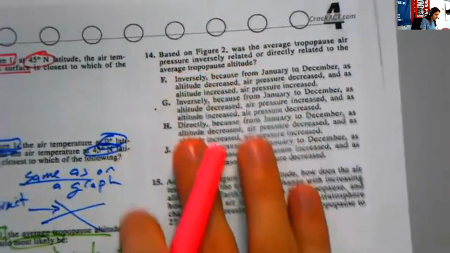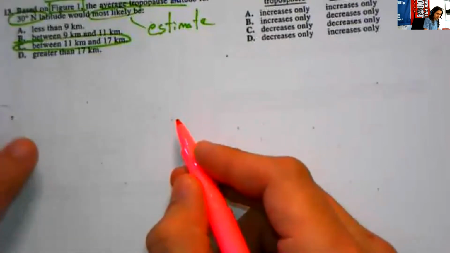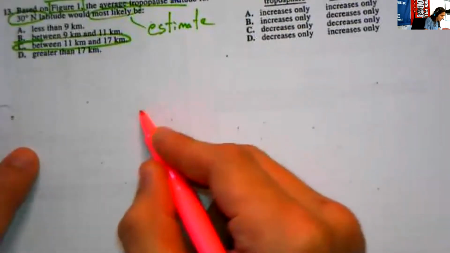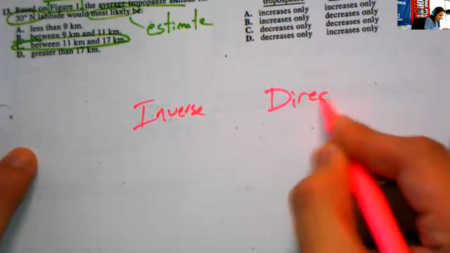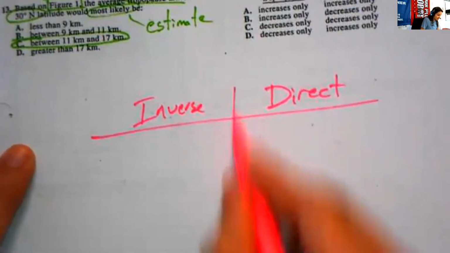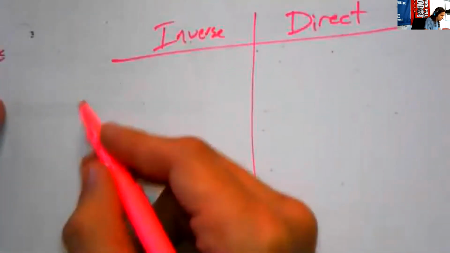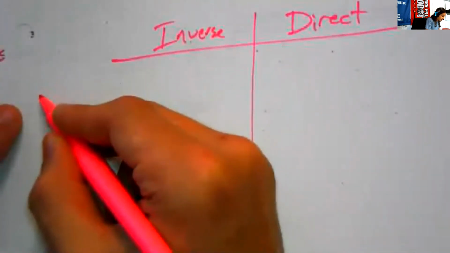Next three a little more difficult, and I'm going to take a moment to talk about inverse and direct. So let's make a little, everybody needs to make a little table down at the bottom for inverse and direct. I don't take a lot of notes, but we're going to take some notes right now. So what does that look like with an equation?